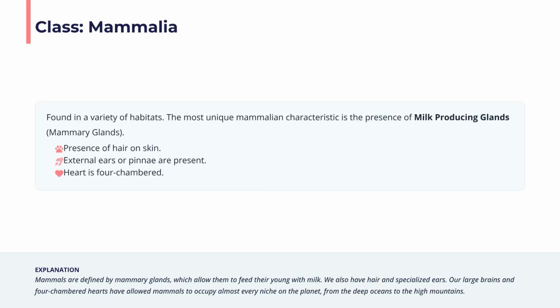Mammals are defined by mammary glands for milk production, hair on the skin, and external ears. Their 4-chambered heart and large brain have allowed them to occupy diverse niches across the planet.